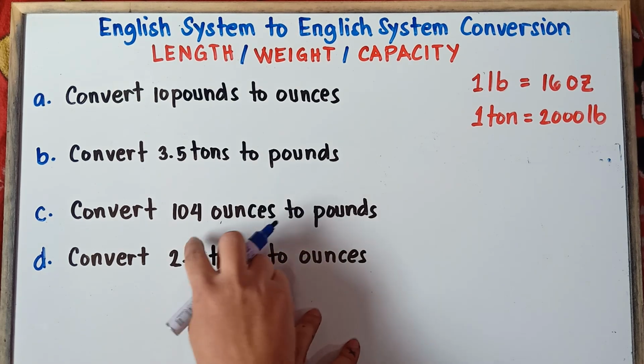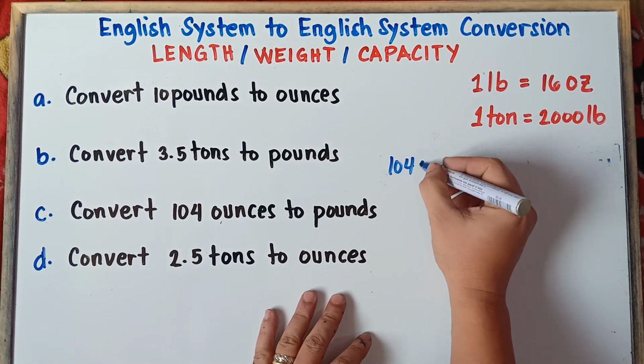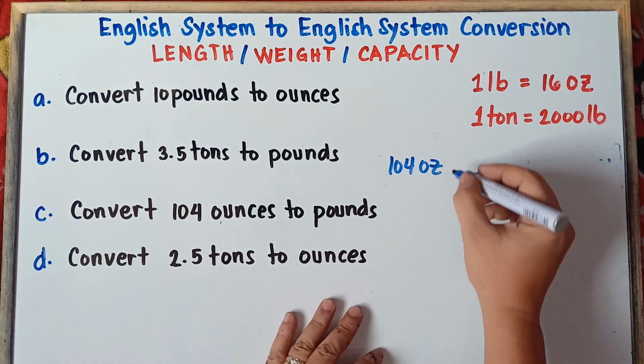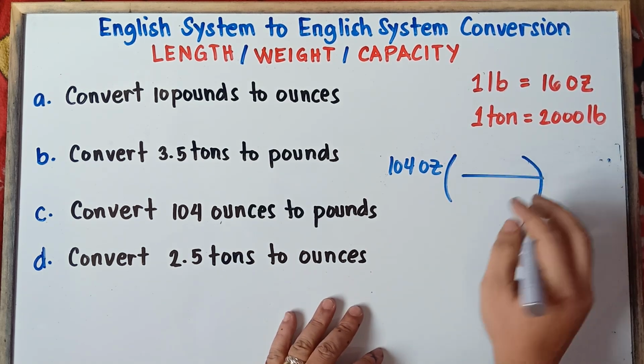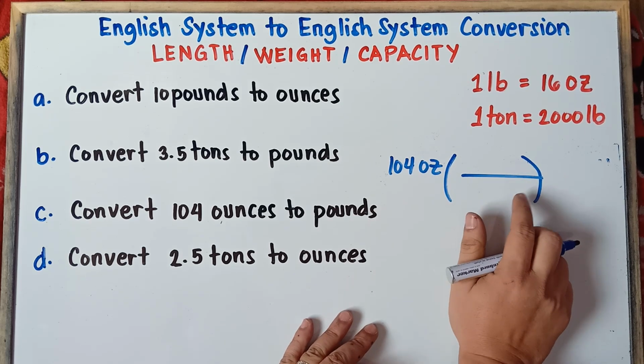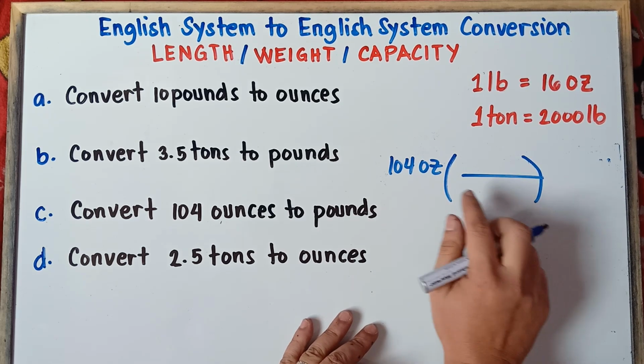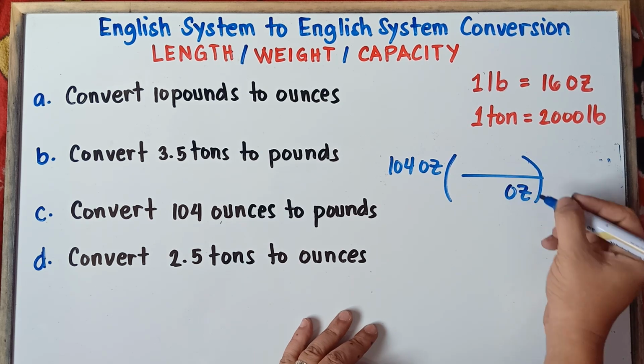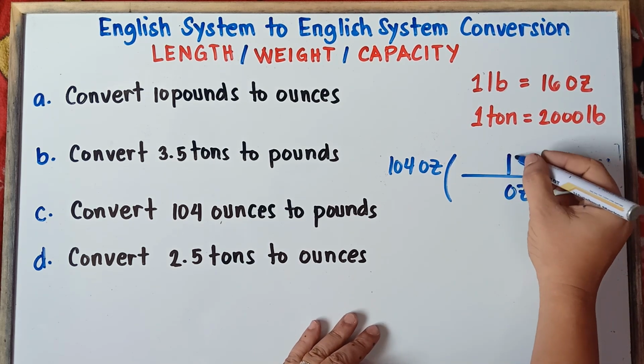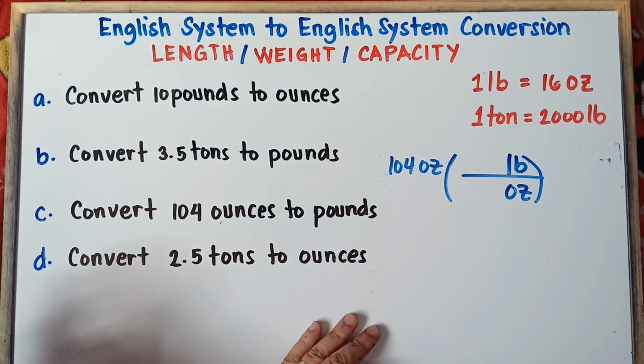Alright, so copy first the given 104 ounces. So we can put OZ for the units. Alright, so if this is ounces, the units on the denominator must be also ounces, so that we can cancel out the units. And then we convert it into pounds. That would be LB. Cancel out the units.